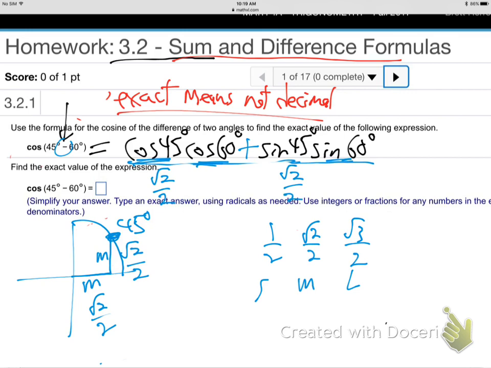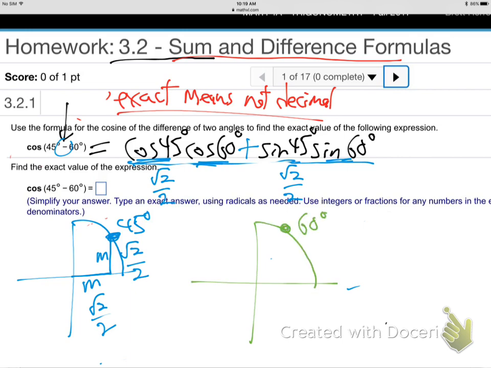Good so far? I'll go on to the 60-degree angle now. Now let's do the 60. So, which is right here, 60 degrees, right? That's over a small amount, up a large amount, isn't it? So the small amount's a half, the large amount's root 3 over 2.